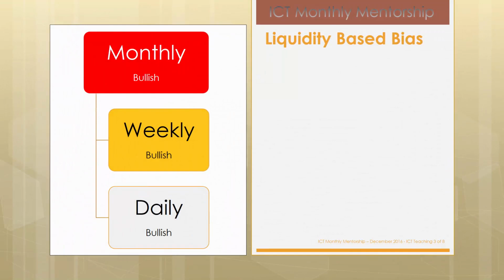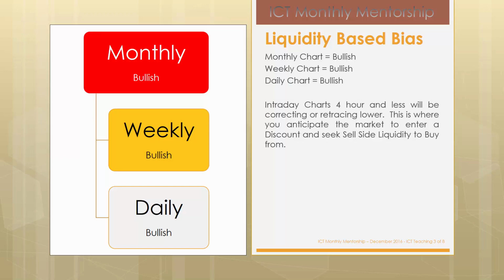Okay, liquidity-based bias for a bullish monthly chart, bullish weekly chart, and a bullish daily chart. Intraday charts, 4 hours or less, will be correcting and retracing lower. This is where you anticipate the market to enter into a discount and seek sell side liquidity to buy from. And what we just showed you an example of was the bullish order block that you would use in this instance. And we're actually going to go into the dollar index and break it down and show you all this conceptually.